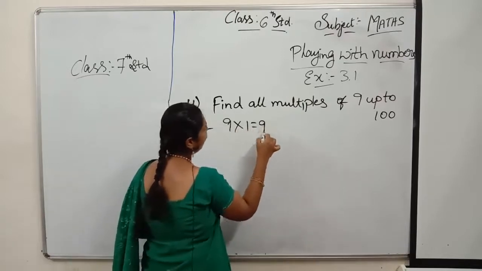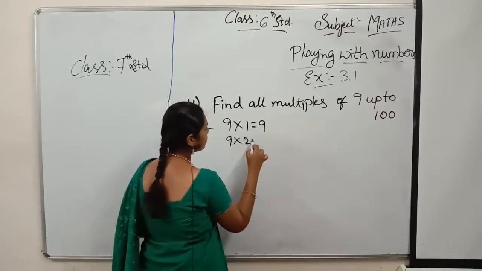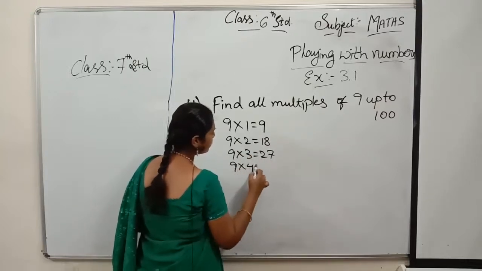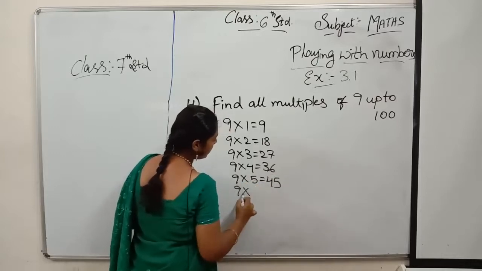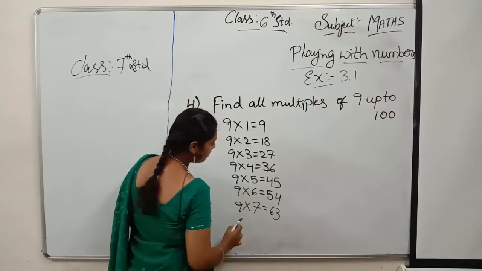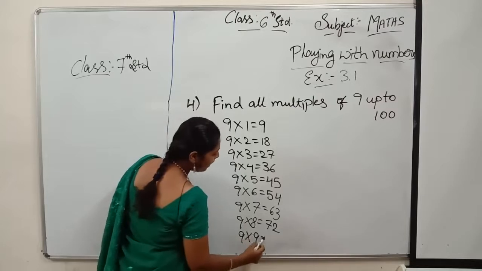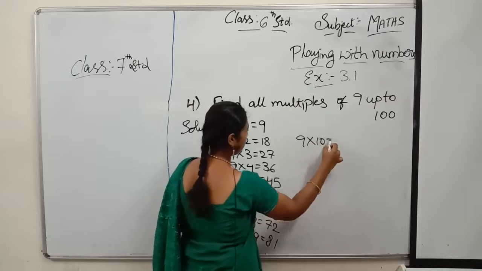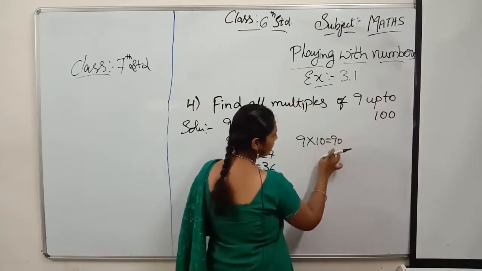Multiples of 9, all multiples of 9 up to 100. 9 ones are 9, 9 twos are 18, 9 3s are 27, 9 4s are 36, 9 5s are 45, 9 6s are 54, 9 7s are 63, 9 8s are 72, 9 9s are 81. Next, 9 10s are 90. But what they ask is up to 100, so we have to get up to 100.